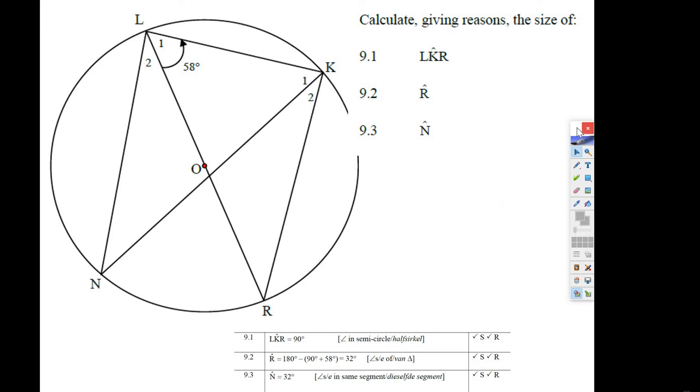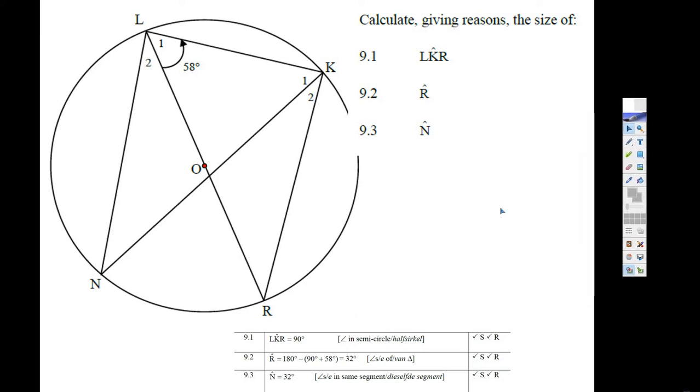Okay, we're going to try the geometry questions in this control test, practice test. I'm going to start with the first one, which is really straightforward. There was a mix-up in the questions in the first version I sent. LKR goes with this diagram. Questions 9 and 10 were mixed up, but here it is all done right.